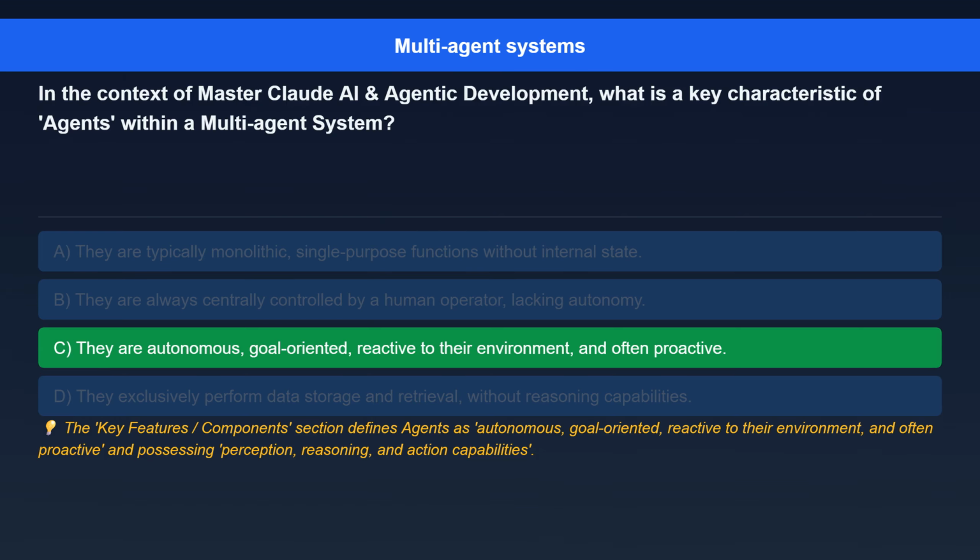The correct answer is, quote, they are autonomous, goal-oriented, reactive to their environment, and often proactive. Here's the explanation. The Key Features/Components section defines agents as autonomous, goal-oriented, reactive to their environment, and often proactive, and possessing perception, reasoning, and action capabilities.